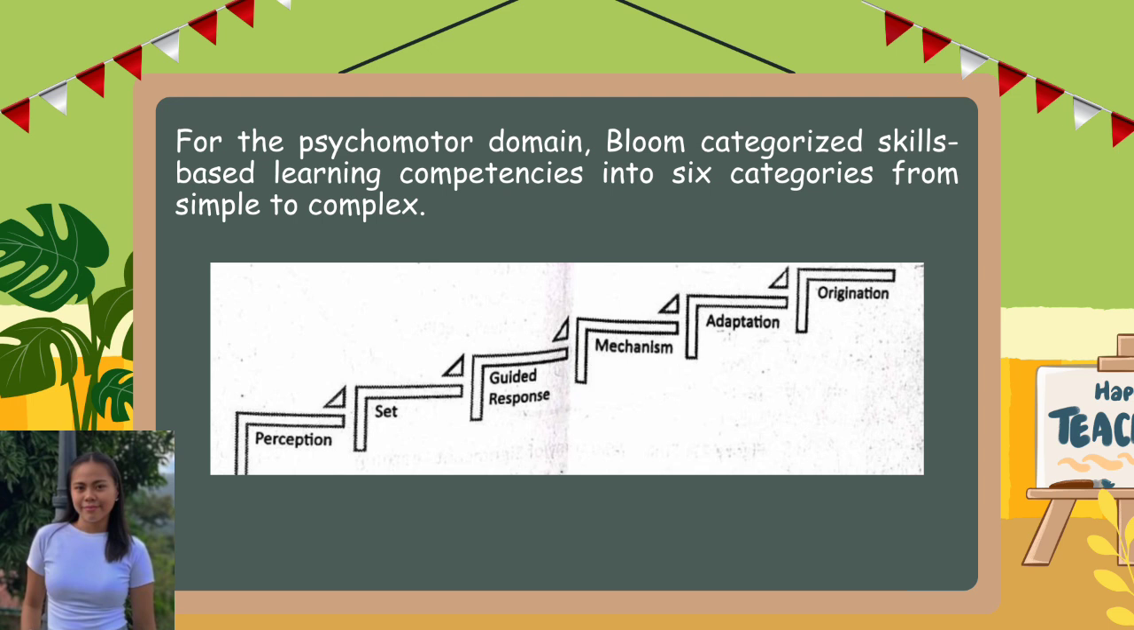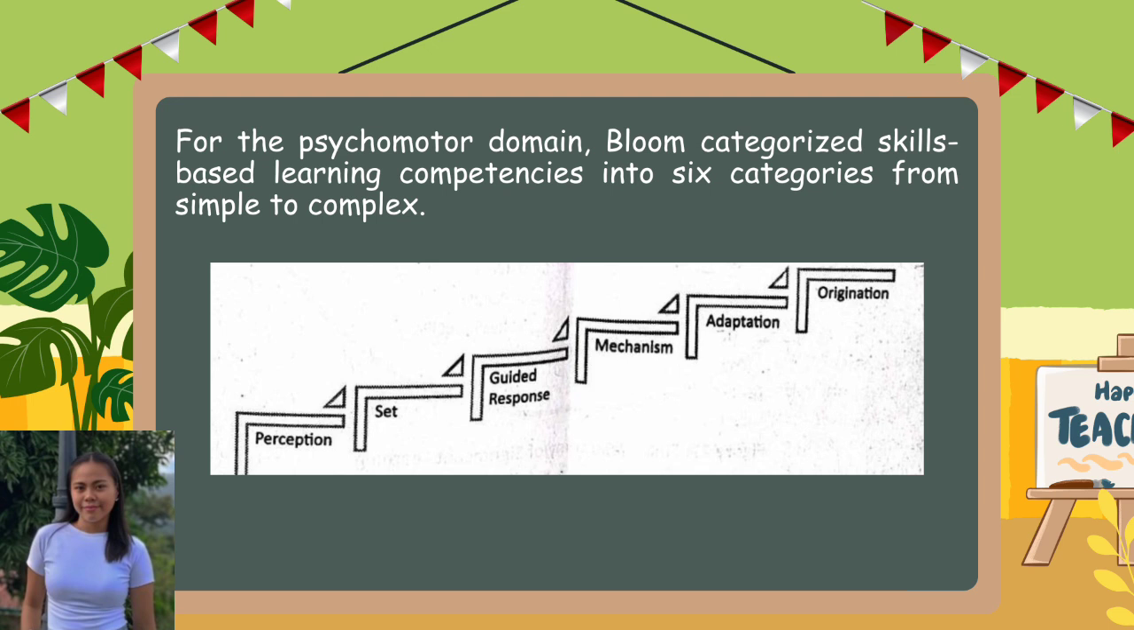The second one is set, being mentally and physically ready to act, like getting into position before a dance or sport activity. The third one is guiding response, performing a task with step-by-step guidance or by imitating others. Think of learning a new skill with a teacher's help.